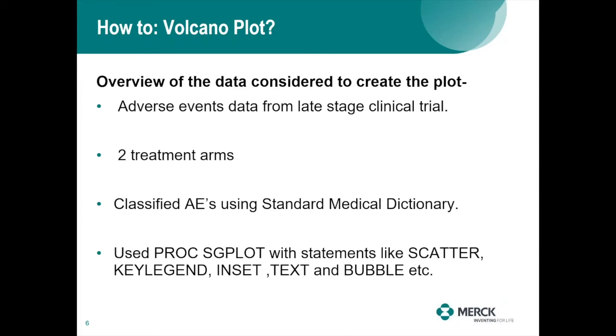How to build this volcano plot? What kind of data do we need? The data we are using to create this plot is adverse events data. This is just an example from a late stage trial with two treatment arms and the AEs classified using medical dictionary codes. The options we used are proc sgplot with statements like scatter, keylegend, inset, text, and bubble.